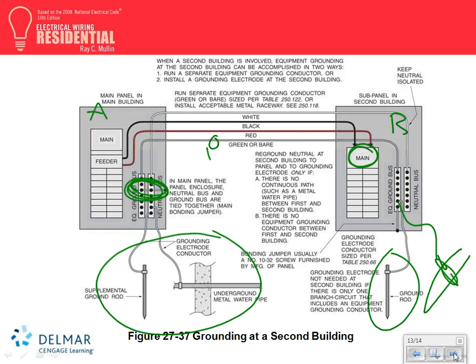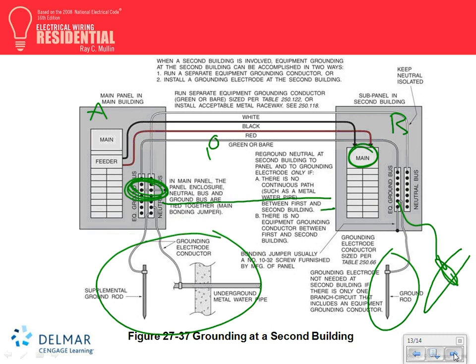And the idea behind this one, guys, if I bond them together, then guess what? My neutral is going to be carrying the short circuit. And in the case of a short circuit, if I bond it together, the neutral will be carrying the short circuit, and the ground, if I have a pipe system, here's a pipe system.